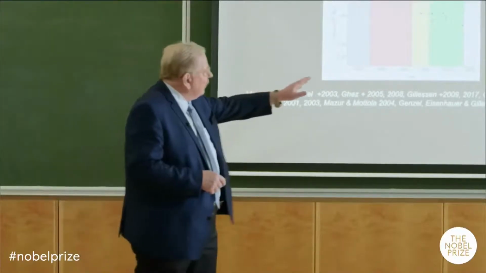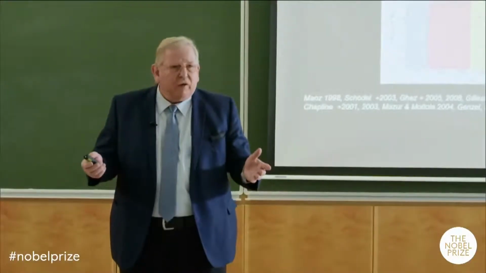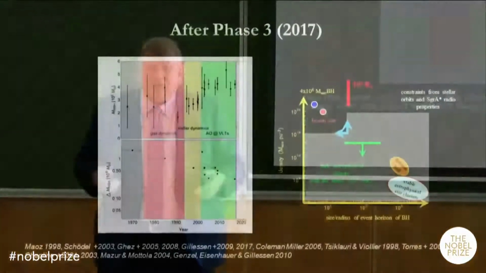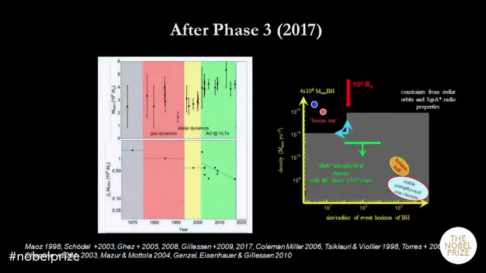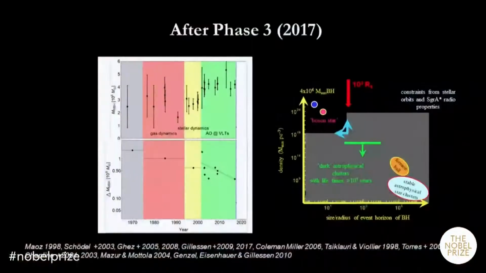You could exclude all kinds of hypothetical situations, including what one would call dark astrophysical clusters, like, for instance, a conglomerate of neutron stars, 1 million neutron stars, or stellar black holes or something like this. So there's very, very little left, a 4 million solar mass black hole, and perhaps this thing here, a so-called boson star.